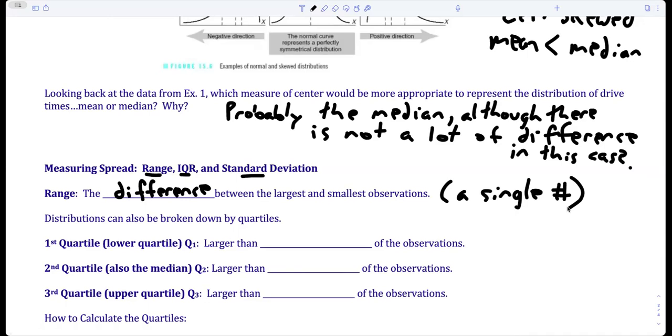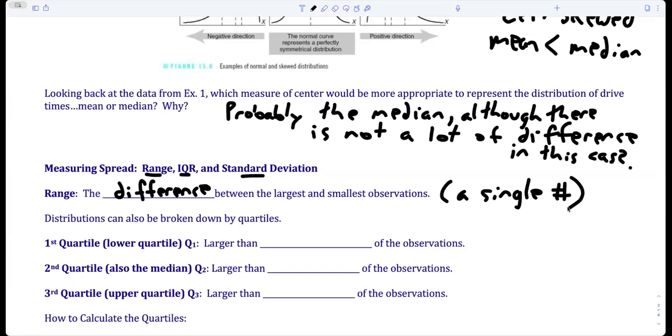So it is mathematically incorrect to say the range is from 5 to 60. Okay, I understand what you mean, but that is mathematically incorrect. It's a number. Okay, it is the difference between the largest and the smallest. You can say that it varies from minimum to the maximum, or the spread is from the minimum to the maximum, but the range is a single number.